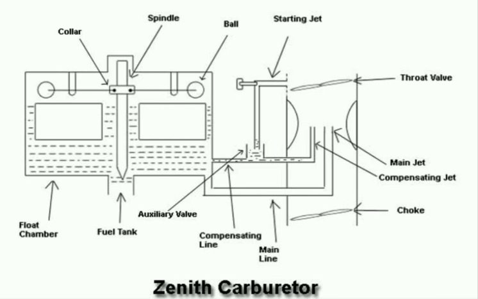Now if we talk about the low speed condition, at low speed the choke is open and the air passes through the venturi, where the velocity of air increases and the pressure decreases. Since there is high atmospheric pressure in the fuel chamber and low pressure near the venturi, fuel flows from high pressure to low pressure, from the fuel chamber through the main line, and comes out through the main jet to mix with air.